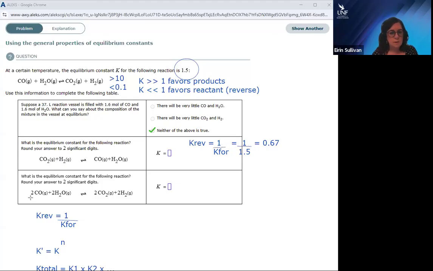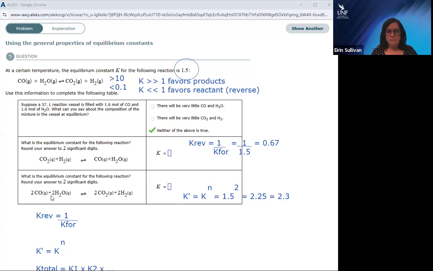What is the other equation we're looking at? This time we have 2 moles of carbon monoxide plus 2 moles of water forming 2 moles of carbon dioxide and 2 moles of hydrogen. If we compare apples to apples, we can see that we've multiplied the equation that we were given by a factor of 2. So K for the equation multiplied by a factor of 2 is whatever K was for the original equation raised to the power of that integer. That will just be 1.5 to the power of 2, which is 2.25. Rounded to 2 sig figs, 2.3 would be sufficient.